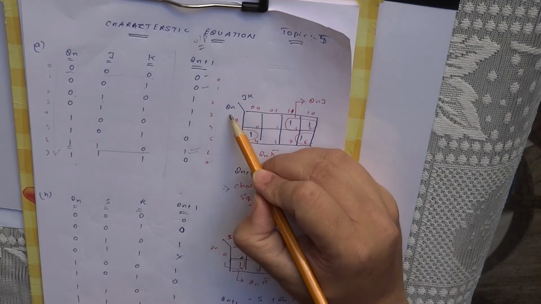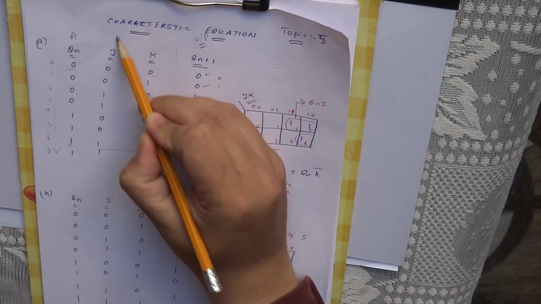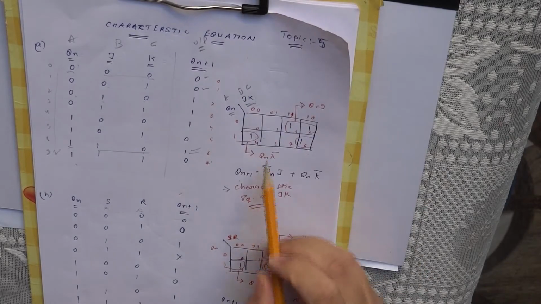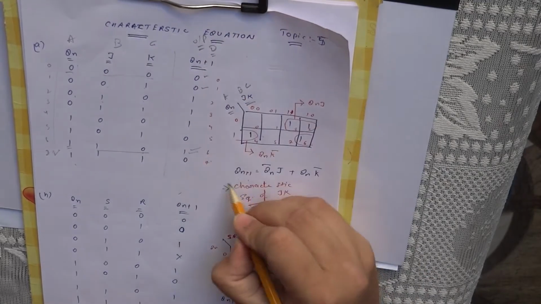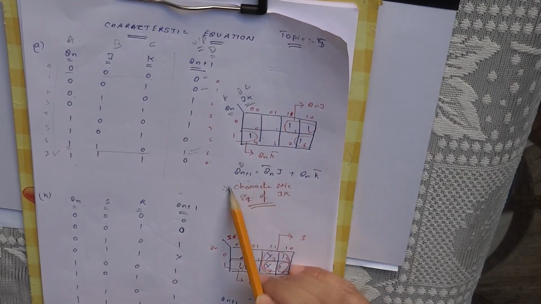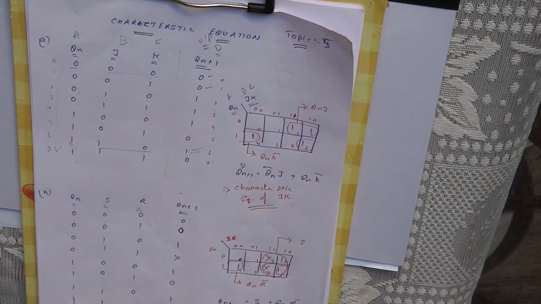Just remember that this one is Q, J and K. This one is B and C, and here you are designing for Qn plus 1. This one is D. So basically you have to derive the characteristic equation of a JK flip-flop with the help of this method.